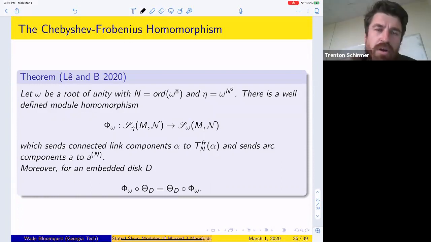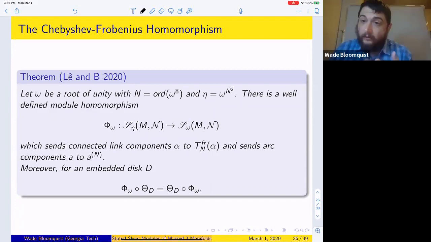So do you get like marked 3 manifold invariance or something from this? Yeah, right. The stated Skein module itself is a marked 3 manifold invariant. And that's kind of a property of the functoriality that we talked about. Because if you have a homeomorphism, like an embedding into each other, well, then you'll get an isomorphism of modules.